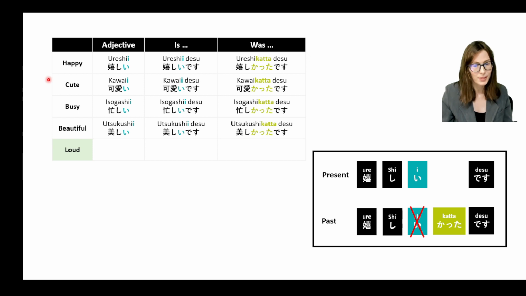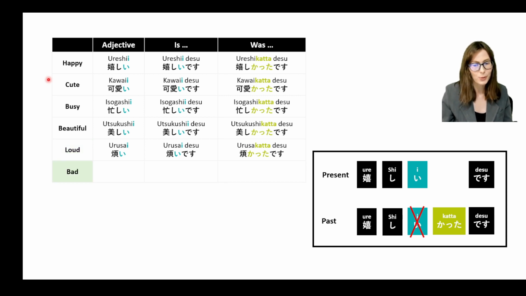Loud. How do you say loud? In Japanese, you would say うるさい. How do you put that in the present? It would be うるさいです, right? And what about the past? It would be うるさかったです, right? Okay, let's see the next ones.